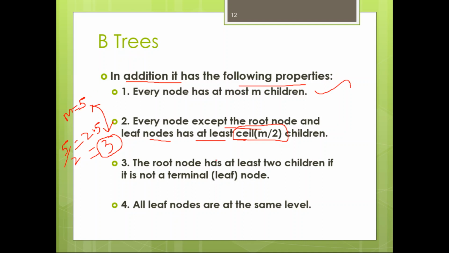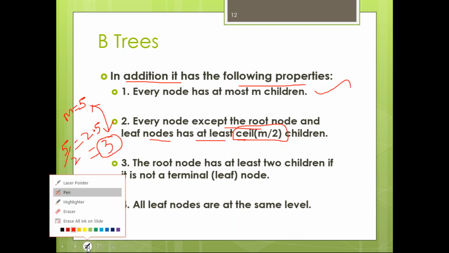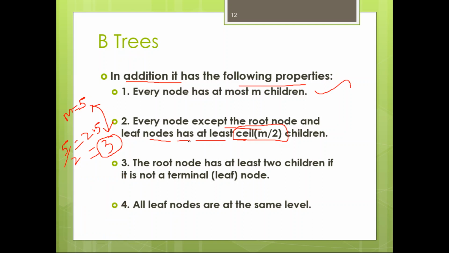By this property we are ensuring that the tree's height gets decreased, because we are adding a condition that each internal node should have at least ceil of m by 2 children. And the next property is that the root node should have at least 2 children. For internal nodes the minimum count required is ceil of m by 2, and for the root node the minimum is 2 children.